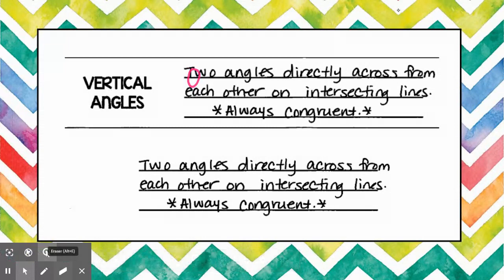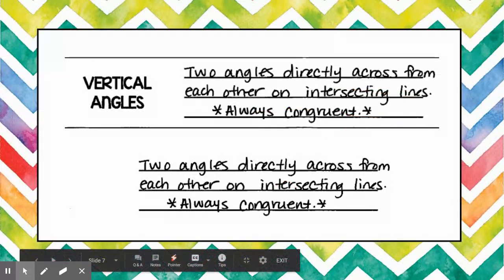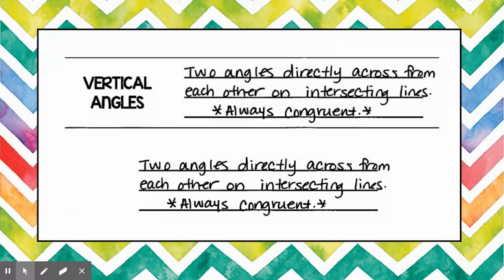We have vertical angles, two angles directly across from each other. Two angles directly across from each other on intersecting lines, always congruent. So, okay. So vertical angles, guys, it is exactly two lines that we have here. They're just intersecting lines. And they're telling us they're always congruent.